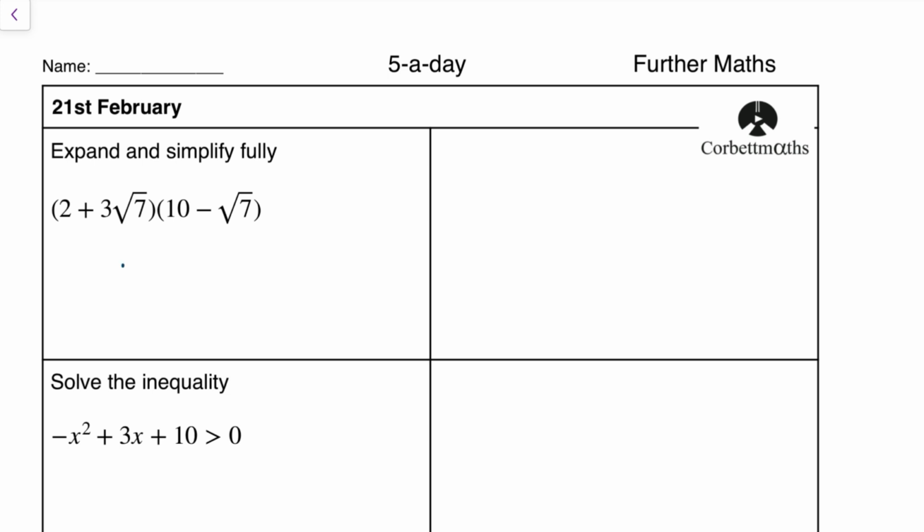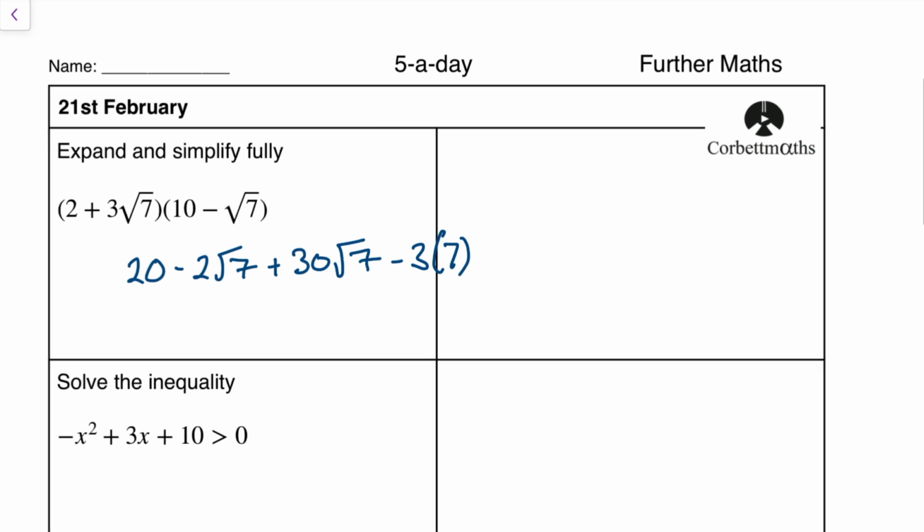So 2 times 10 is going to give me 20. 2 times minus root 7 is going to give me minus 2 root 7. 3 root 7 times 10, so multiply the numbers on the outside, so that's going to be 30 root 7. And there's always a slightly tricky one at the end, so minus 3, and then root 7 times root 7 is 7, which is going to give me minus 21. Let's try and neaten this up.